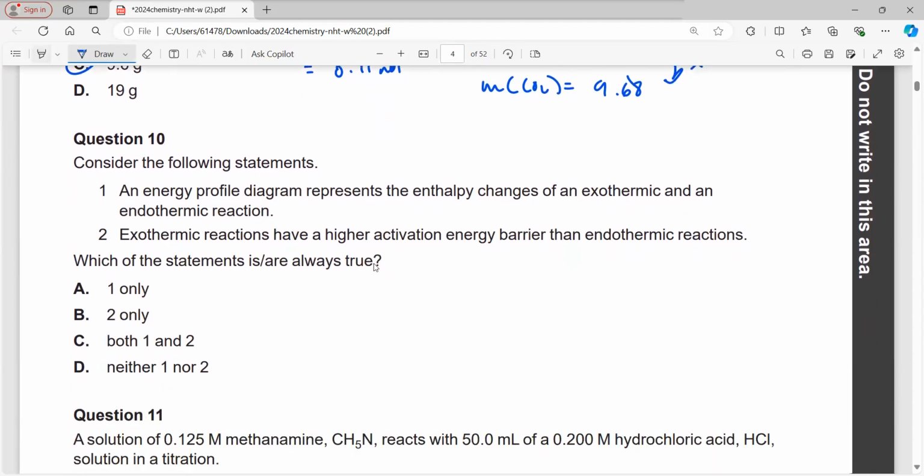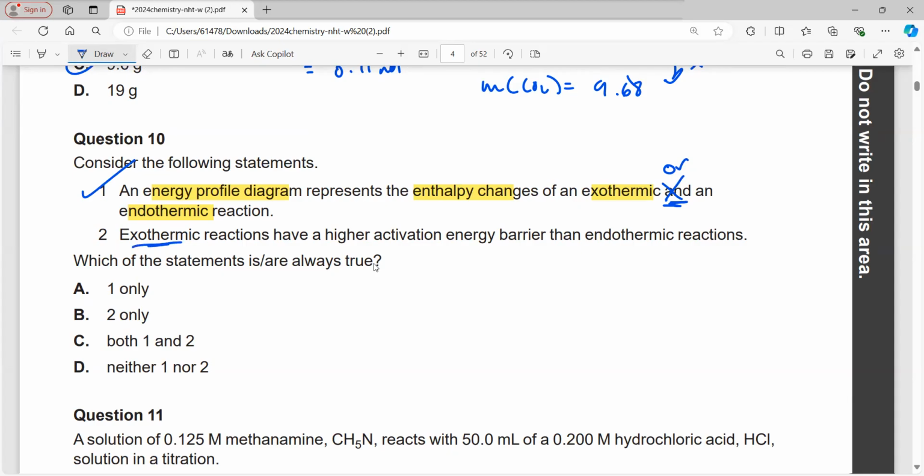Consider the following statements. An energy profile diagram represents the enthalpy changes of an exothermic and endothermic reaction. Yep, so that's true, right? That is basically what an energy profile diagram is there for. The only thing I'm a bit concerned about is that it doesn't show the enthalpy changes of an exothermic and endothermic reaction at the same time. I'm not sure if I'm looking too deep into it, but ideally it should have said "or", but I'm still leaning towards this being right.